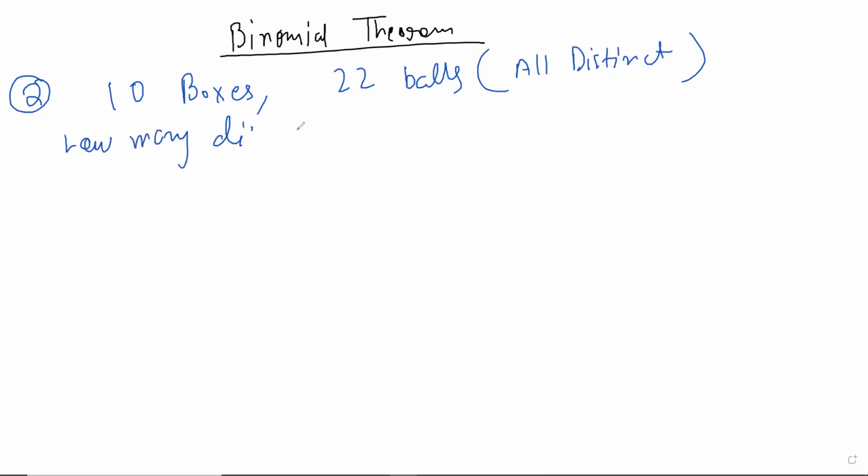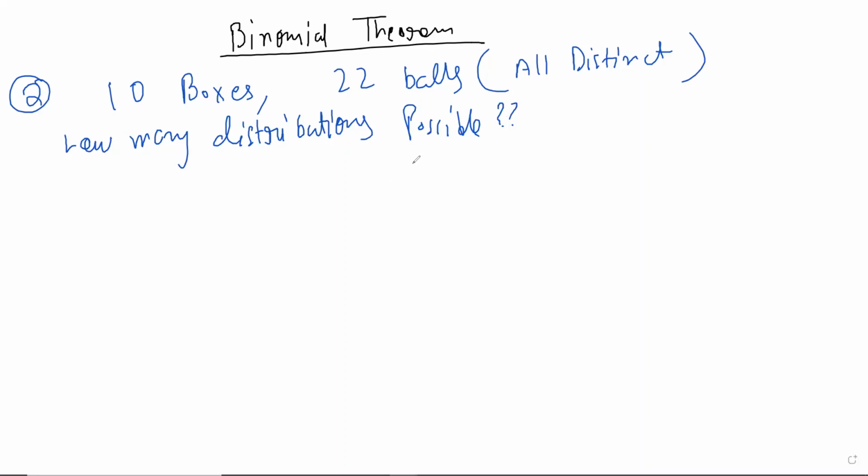All this will be very useful in binomial and more so in the multinomial theorem. How many distributions are possible? Basically, how many ways are there to distribute these 22 balls in these 10 boxes? A sort of version of this we have done before, but this is a harder version of that.